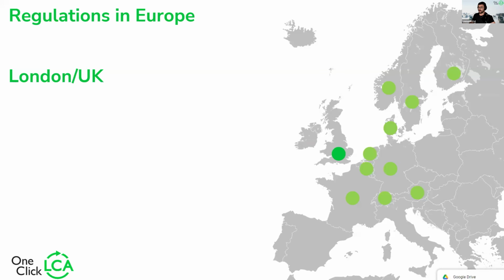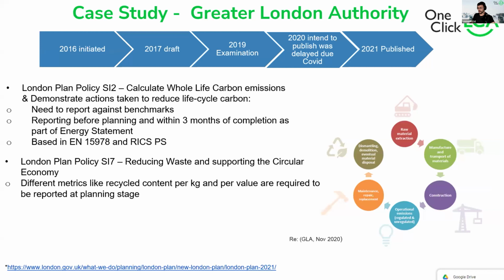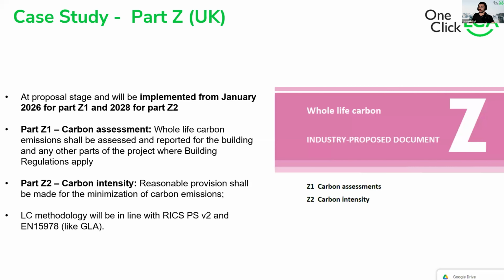In London and the UK, I'm not going to go through any of this, but it came into regulation in 2022, and I'm sure we're all familiar with the legislation or the regulation in the London area. And also the strive for circular economy that is attached along with the whole life carbon assessment that you will need to carry out. And then finally, the all-important Part Z, which should be coming into play or should be implemented in 26 for Part Z1 and 2028 for Part Z2, being carbon assessment for Part Z1, and then carbon intensity reporting and reduction for Part Z2.